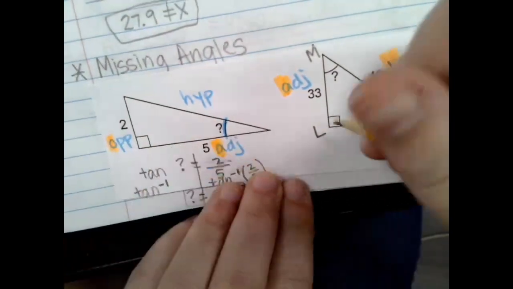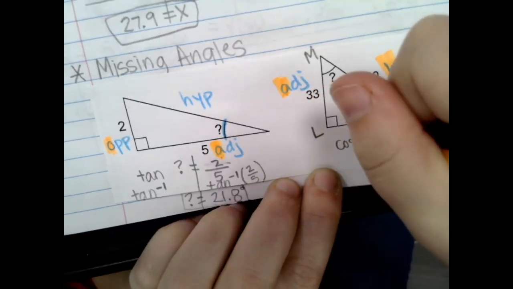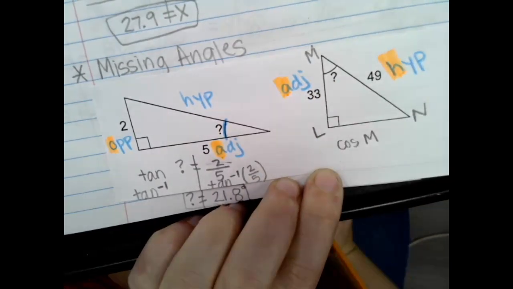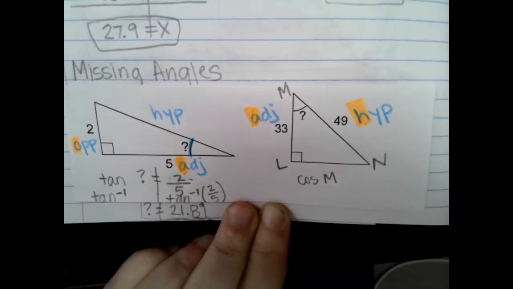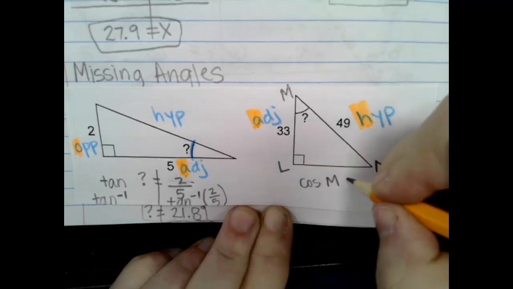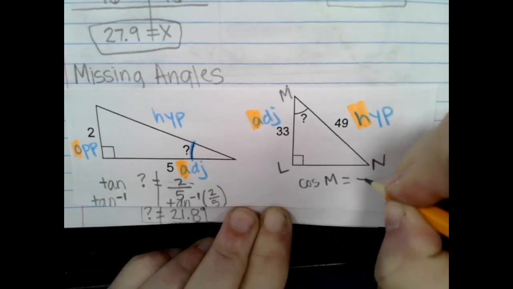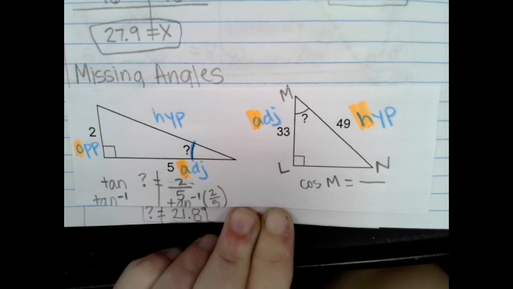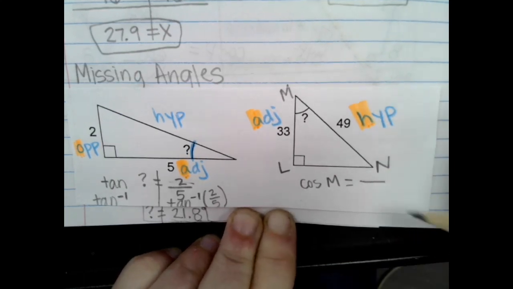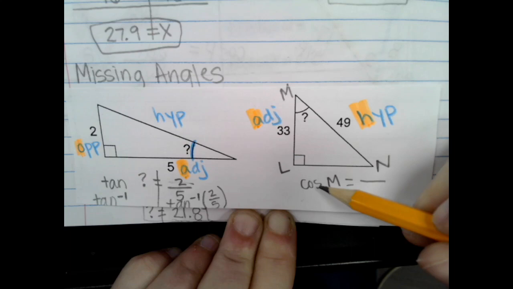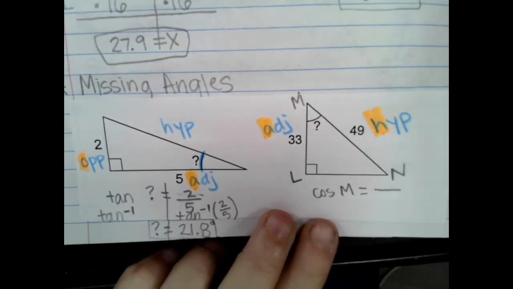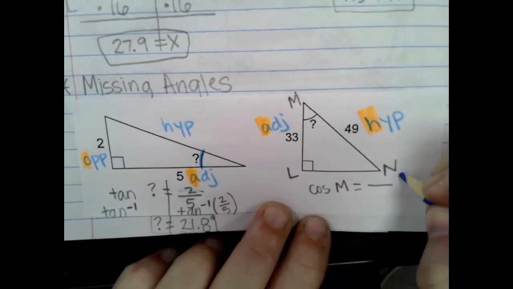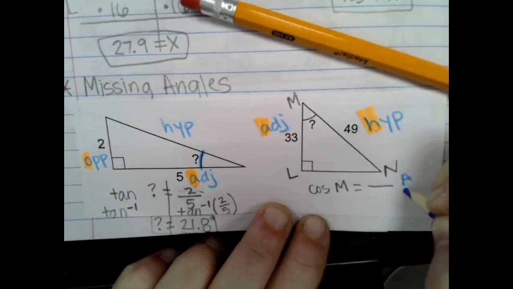I'm running out of space here. So I'm going to say cosine. Instead of question mark, let's use M. Sometimes we use that vertex, that angle M, rather than using a question mark. You might see that in your practice today. Okay, equals. And then the biggest thing here is making sure I set up my ratio correctly. Is it going to be 49 over 33 or 33 over 49? And that comes back from cosine. Cosine is what over what?